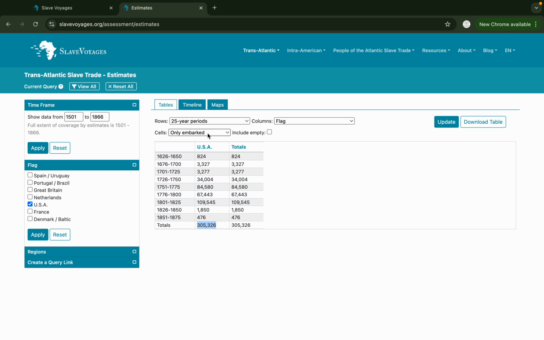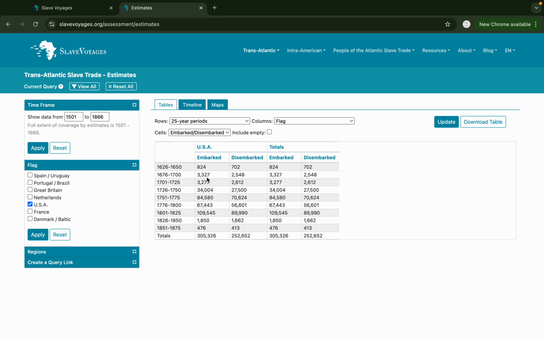Okay, so this is embarked only. So let's do both. Let's see embarked and disembarked. Okay, so embarked, this is so they got on the ship from Africa and landed in the United States. I hope I'm reading this correctly, because I know disembark means getting off, embark means getting on. It said the U.S., but it should just be transatlantic slave trade, given that's what I'm on.